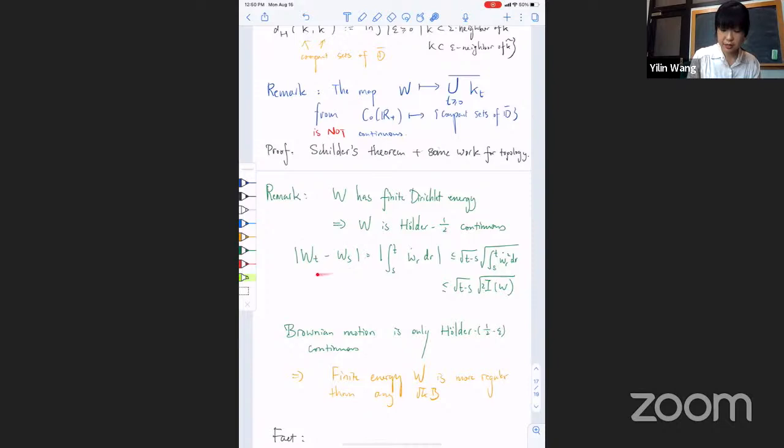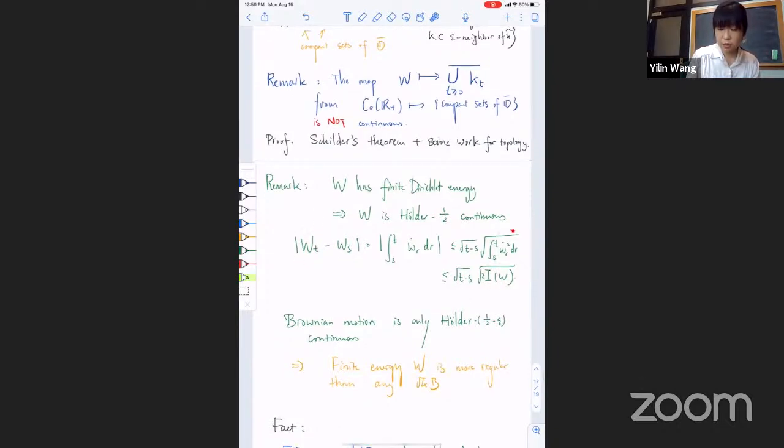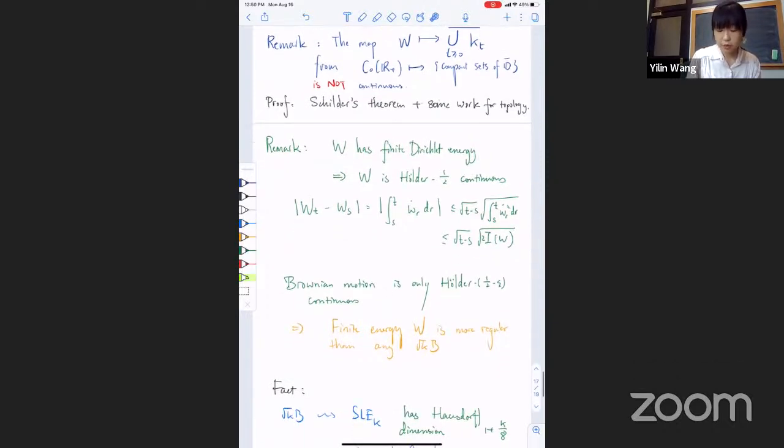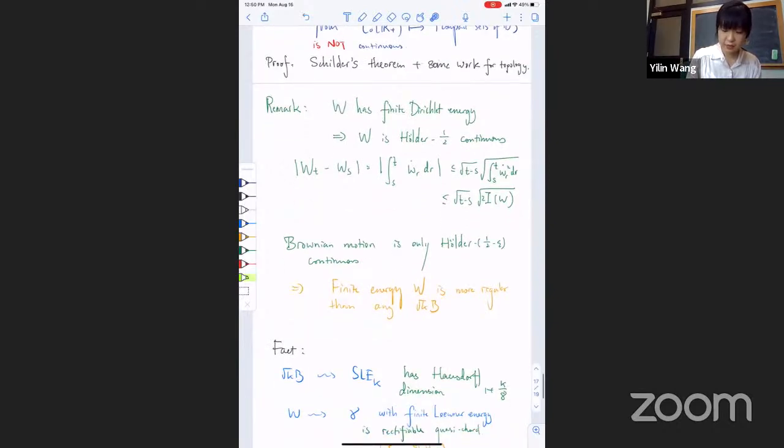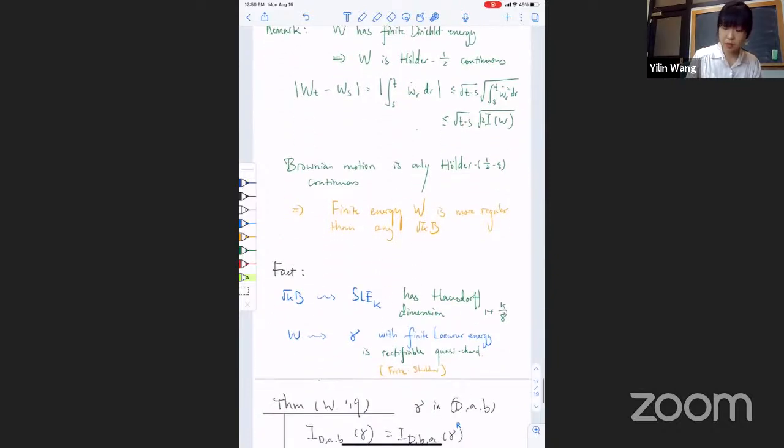So this tells you that the increment is bounded by Holder 1/2. Actually, we can say more: when t goes to s, this constant is going to go to 0. So it's even stronger than Holder 1/2. But you also know that Brownian motion is only Holder 1/2 minus epsilon. It's definitely not Holder 1/2. So it doesn't make sense to talk about the Dirichlet energy of Brownian motion. Here you see that finite energy driving functions are more regular than any Brownian motion.